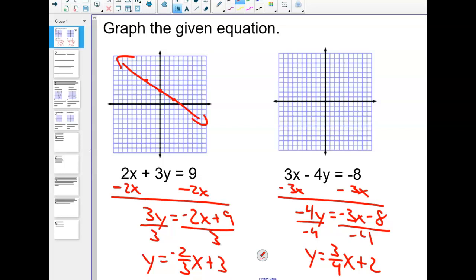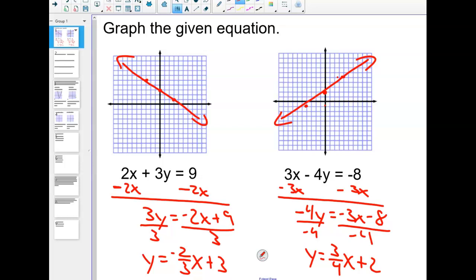My y-intercept is 2, in this case. Up 3, 1, 2, 3, right 4, 1, 2, 3, 4. Down 3, left 4. And that's my graph. Okay?